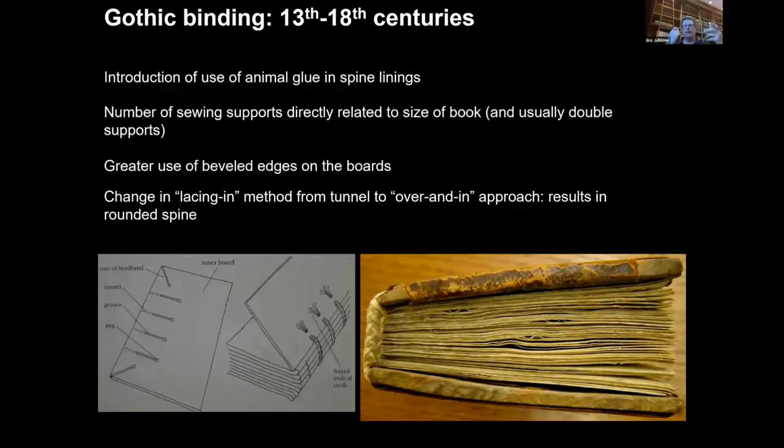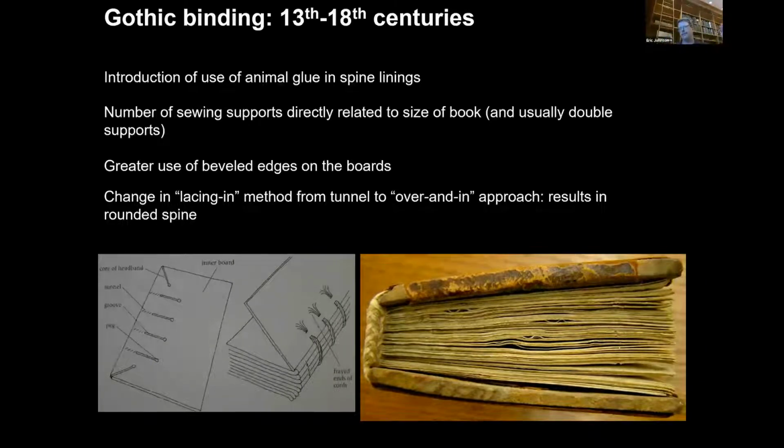Another feature is that the number of sewing supports that are added to the books, the number of individual sewing stations, is much more consistently directly related to the actual size of the book. In the Carolingian and the Romanesque periods, a lot of times you might see what seems to be too few sewing supports or way too many sewing supports, binding overkill for a book. In the Gothic period, you tend to see a lot more proportionality between how many sewing support stations you have and the overall size of the book. One of the reasons for this may be because we're seeing more books being produced, and this is a much more efficient way.